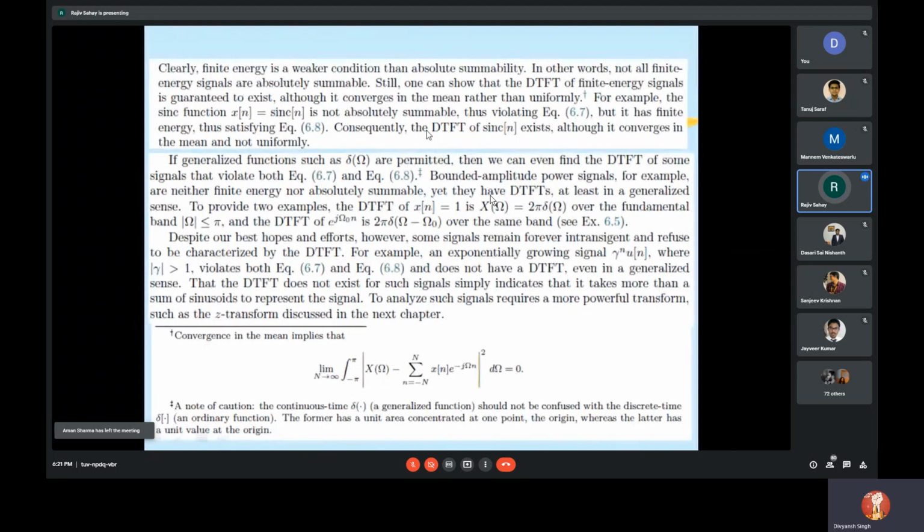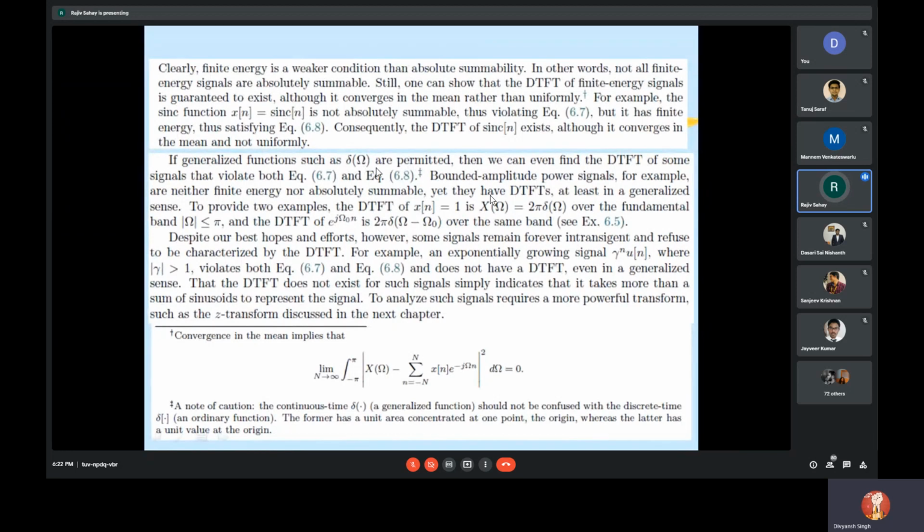Now there can be some signals which do not have finite energy. They are power signals, their energy content is infinite. So to produce a DTFT of a sinusoid, you need to introduce what is called a generalized function. That is delta of omega. Now omega is continuous frequency. Delta of omega is not Kronecker delta, it is Dirac delta. So Dirac delta is a generalized function. That means at omega equal to 0, it is undefined, although its area is unity. So this you have to keep in mind.